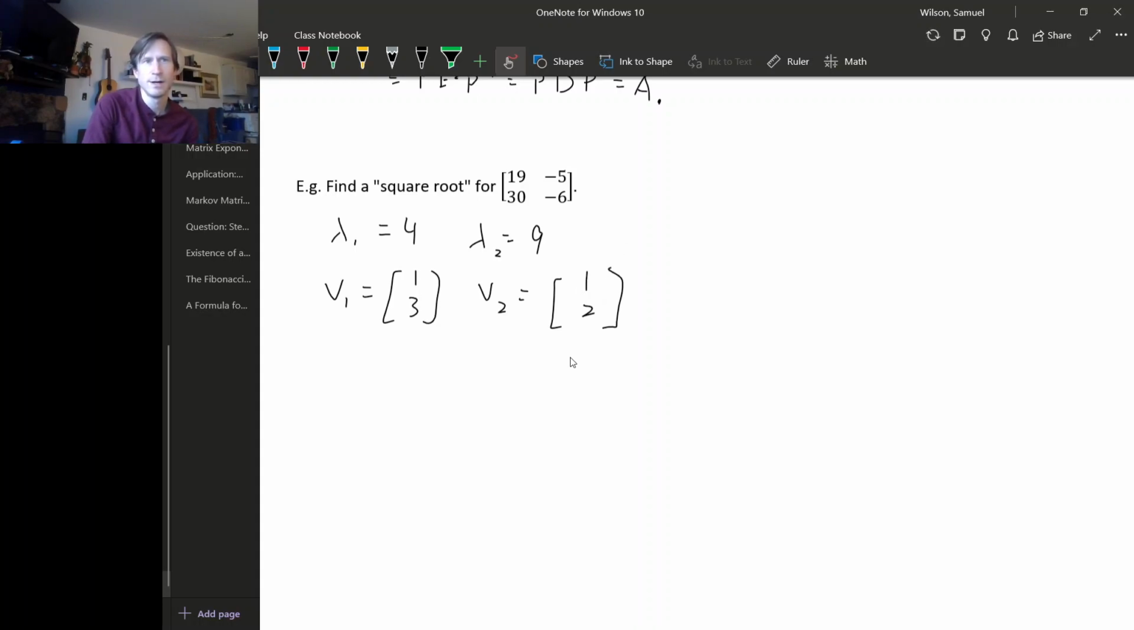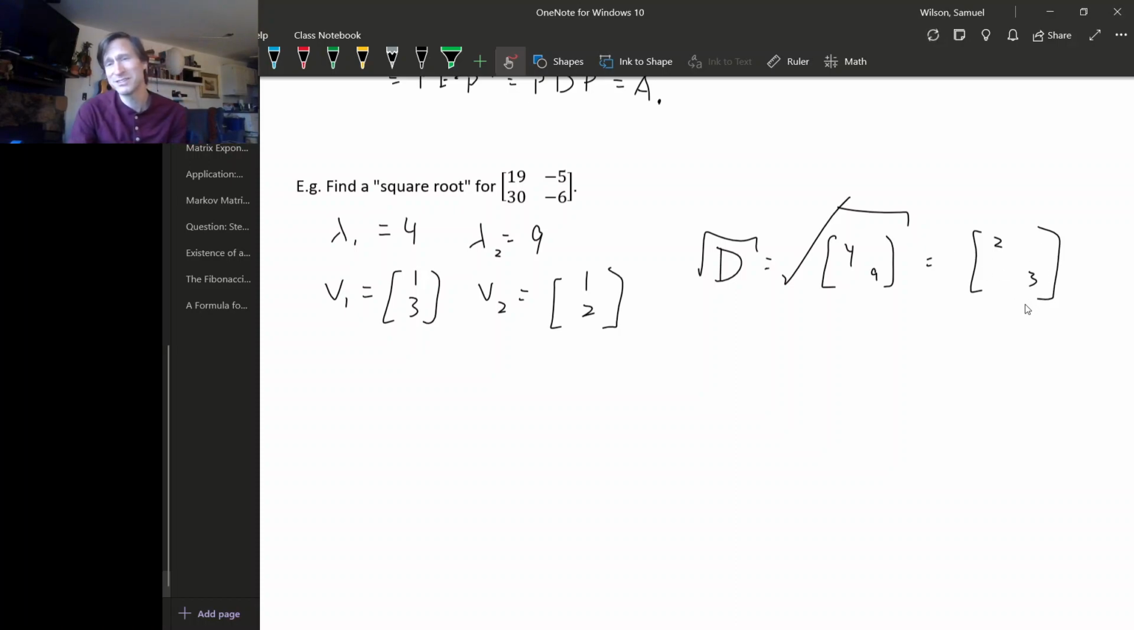So let's calculate P. We need the square root of D, right? So D is 4, 9. And taking the square roots of the diagonal entries, we get 2 and 3. And now there's actually a choice here, because we could have taken different square roots. We could have had a -2 here, or a -3, or a negative in both places. But that's not a surprise, because that's true even for real numbers.